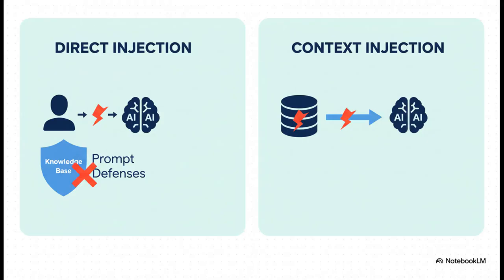This is exactly why all the defenses we've built for prompt injection just don't work here. See, a direct injection attack comes right through the front door, through the user's chat box. We've got guards there checking for bad stuff. But a RAG context injection, that attack comes from inside the trusted library itself. It completely bypasses all those front door defenses because the system's core assumption is that anything it finds in its own knowledge base is safe.